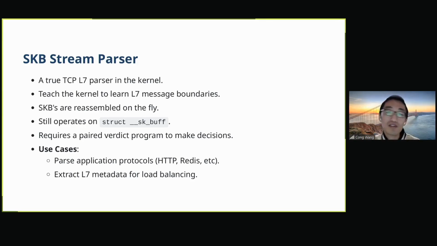And the use case becomes very, very interesting with this one because we could parse the application protocol within the kernel. For example, you might find it very interesting to parse the Redis message within the kernel because literally you can do Redis caching, this kind of Redis stuff, within the kernel. And the other use case is that we could extract the application protocol metadata within the kernel as well, whether it's for filtering or for load balancing. So I will show an example later.